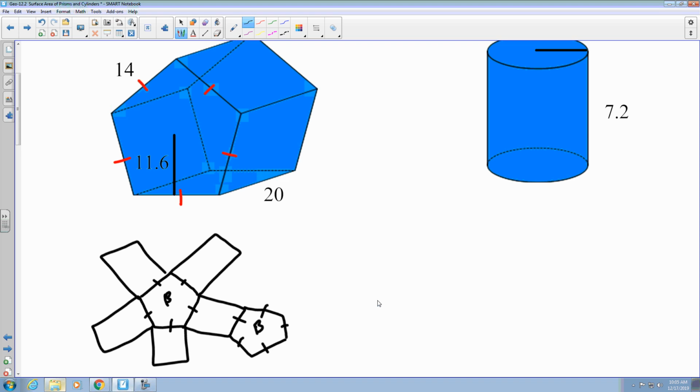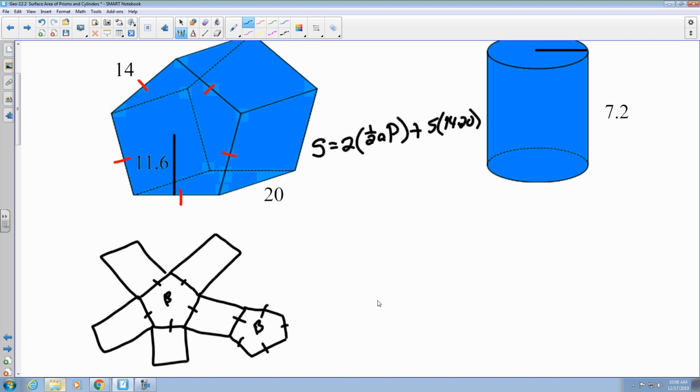Next, they want us to find the surface area. So the surface area is going to be equal to 2 times the area of the base. If you remember back from chapter 11, for a regular polygon, it's 1/2 times the apothem times the perimeter. Then it's plus the area of the lateral faces. There's going to be 5 of those times the area of those, in this case 14 times 20.